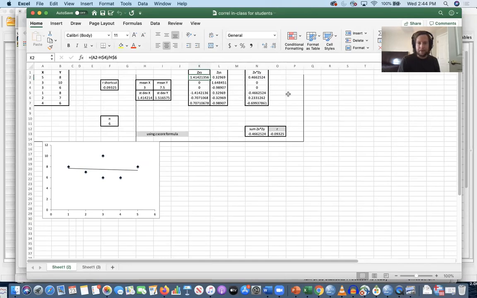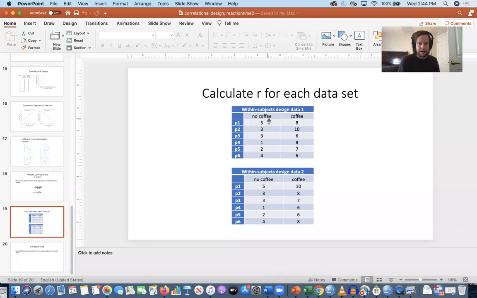This is how I did it for the first data set. So here's the data set right here: 5, 3, 3, 1, 2, 4. So this is data set 1. I'm going to show you how to calculate the R value for that.